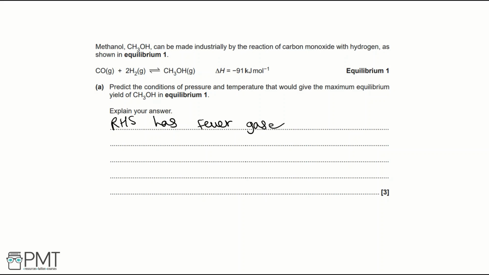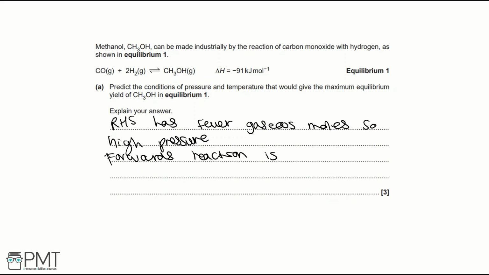So we want to favour the right-hand side of this equilibrium. The right-hand side has fewer gaseous moles, so in order to push it and favour the right-hand side, we need to have a high pressure. The forwards reaction is exothermic, and to favour the forwards reaction, we need a low temperature.